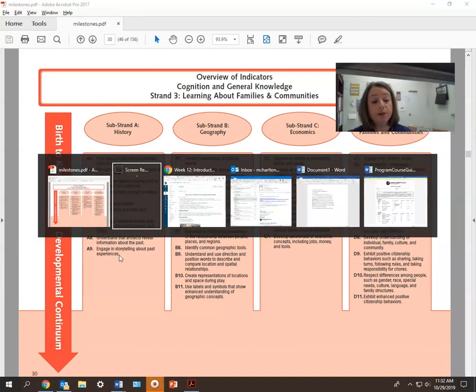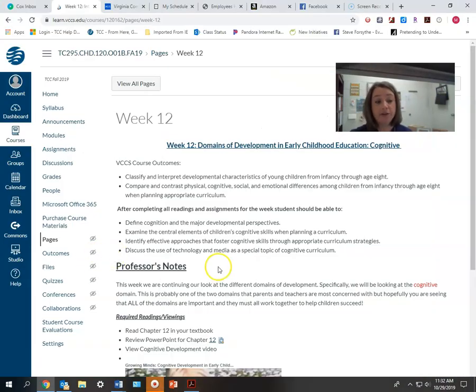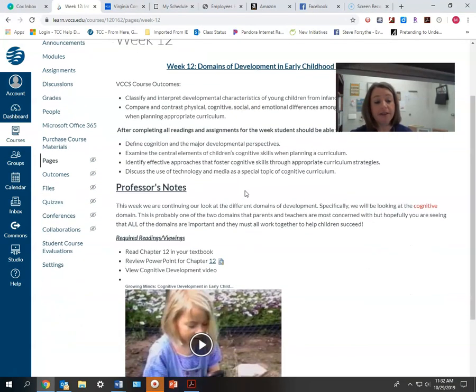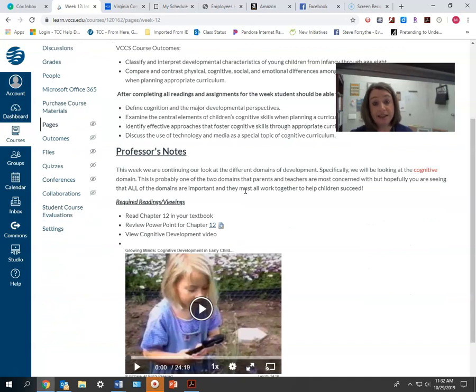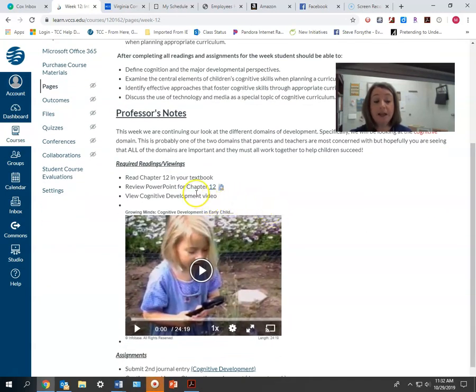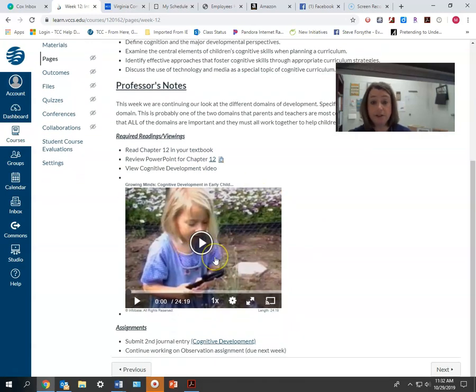So when you look at our page for this week, you're going to see that, again, we're looking at the cognitive domain. And just like I said, it's going to follow the exact same pattern. So the cognitive domain is chapter 12. So make sure that you read that and review the PowerPoint. Here's your one video that you need to watch for the week. And then, just like last week, you're going to write another journal. The journal information stays the same.